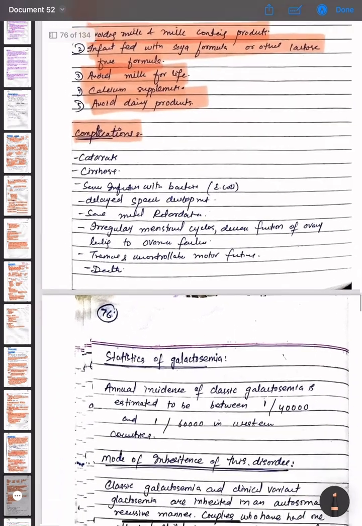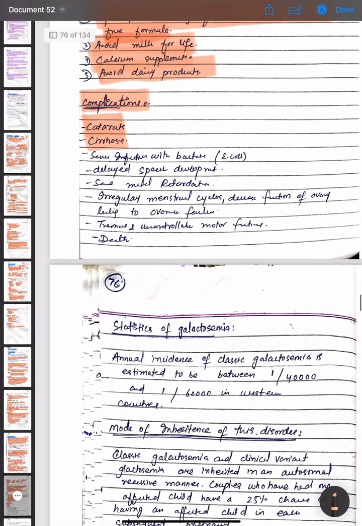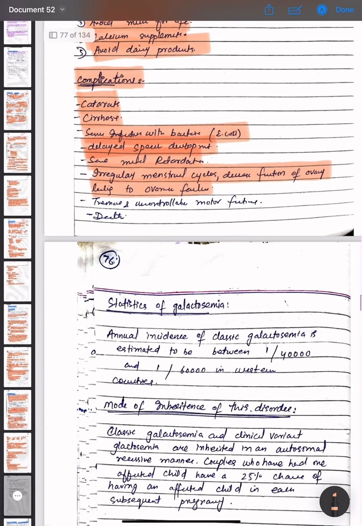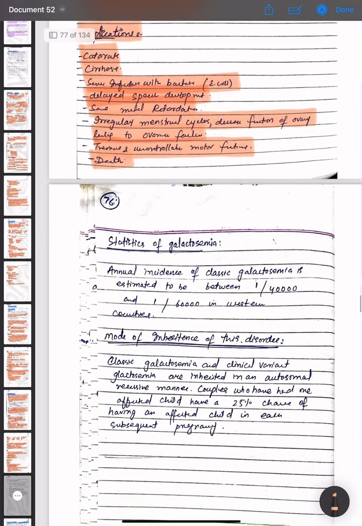The complications of galactosemia are cataracts, cirrhosis, severe infections with bacteria like E. coli, delayed speech development, some mental retardation, irregular menstrual cycles, decreased function of the ovary leading to ovarian failure, tremors and uncontrolled motor functions, and death. These are the complications that occur due to galactosemia.